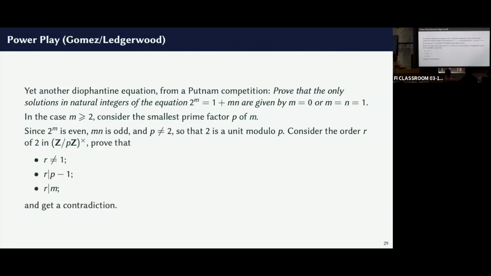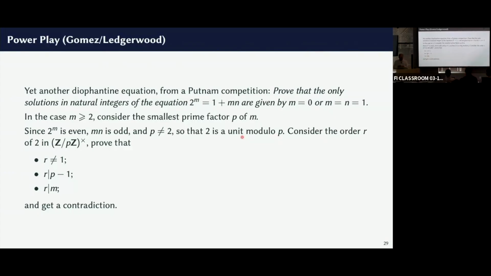And 2 to the m is even, so mn has to be odd. That means that both m and n are odd, and p cannot be 2. So 2 is a non-zero element in Z mod P, and so it has finite order dividing P minus 1. Okay. We have Fermat's little theorem, say 2 to the P minus 1 is 1. Well, 2 to the P is 2, and we can divide by 2. So 2 to the P minus 1 is 1. That means that the order of 2 divides P minus 1.